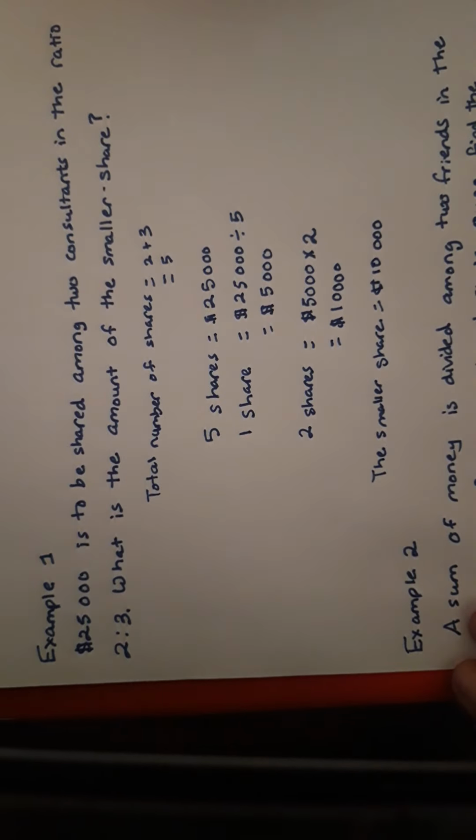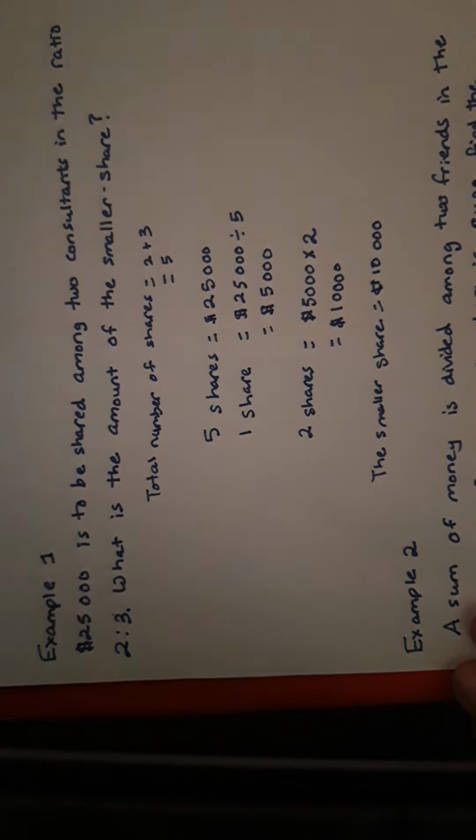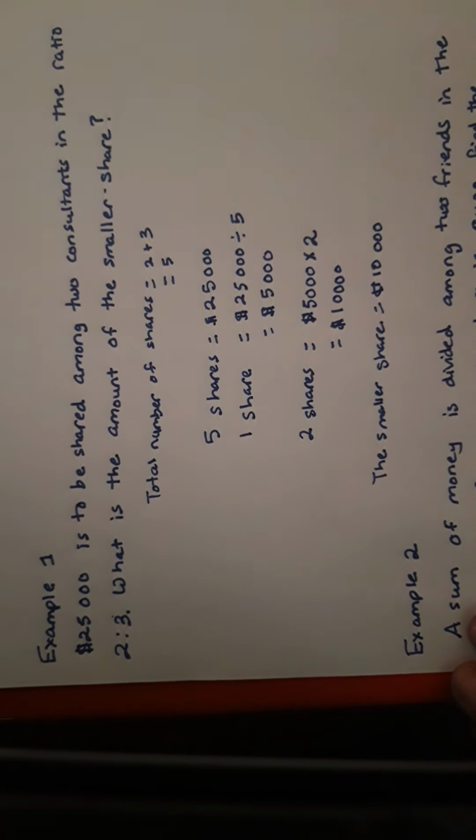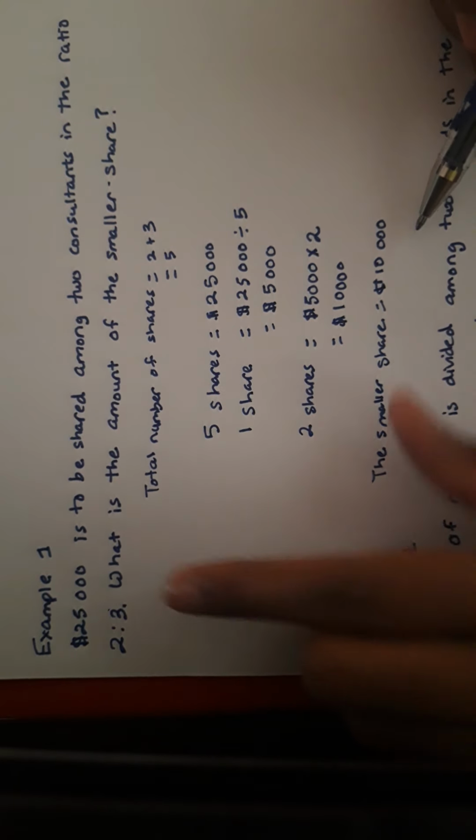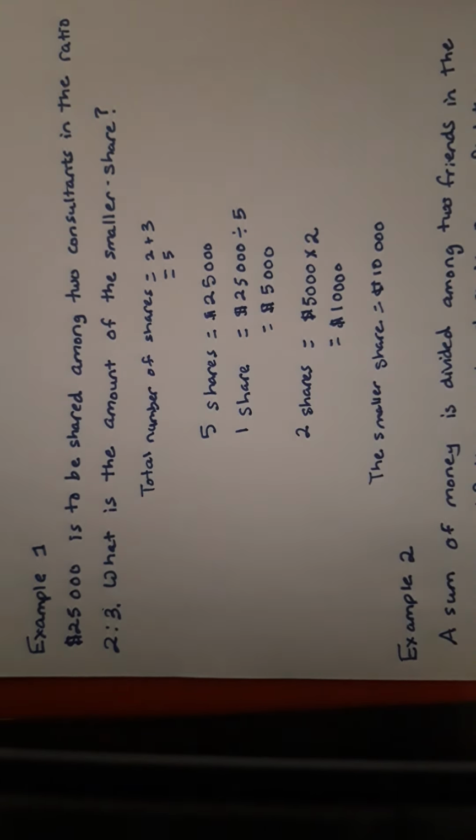And we were not asked to find a larger share, but the larger share would simply be 3 times your 5,000, which will give you 15,000. And we could work backwards. If we add that 15,000 back to that 10,000, we would obtain the 25,000 that we started off with. Let's look at a second example.